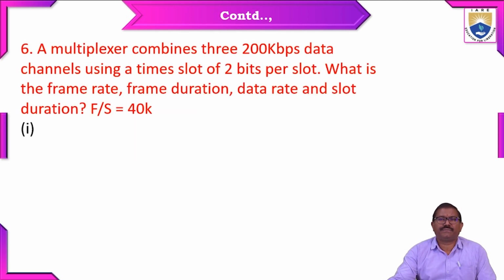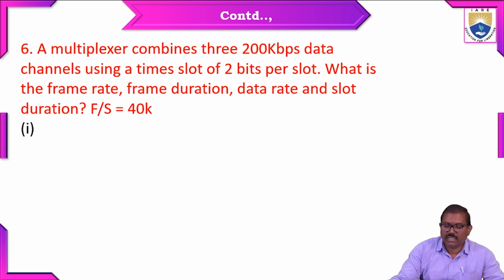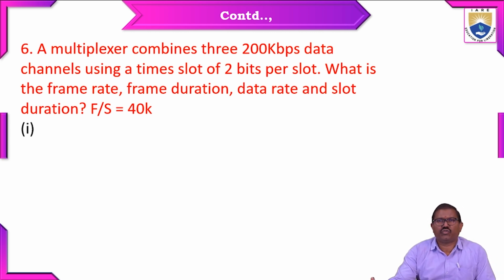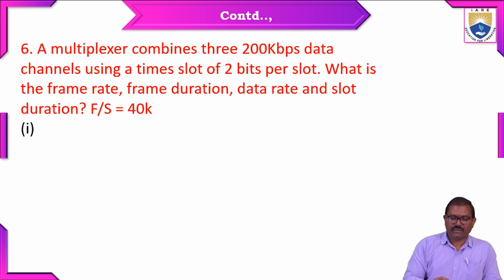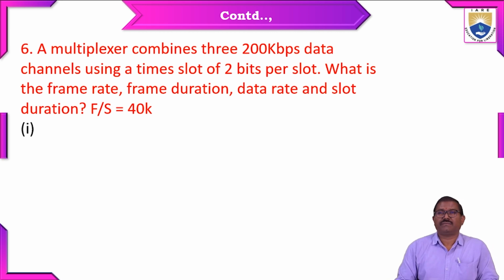Now coming to another problem. A multiplexer combines three 200 kbps data channels using a time slot of 2 bits per slot. What is the frame rate, frame duration, data rate and slot duration? These are the given data.